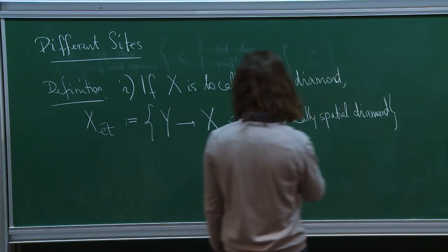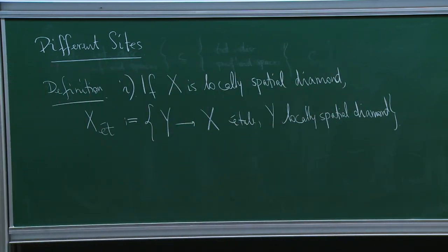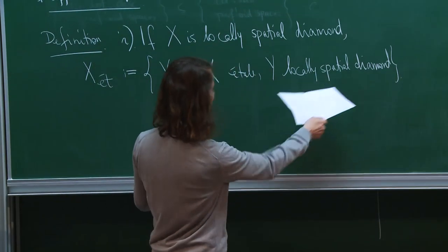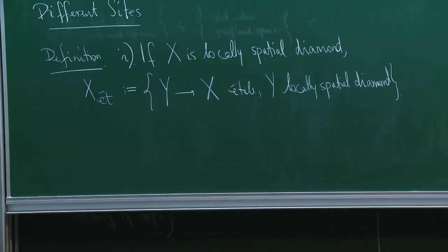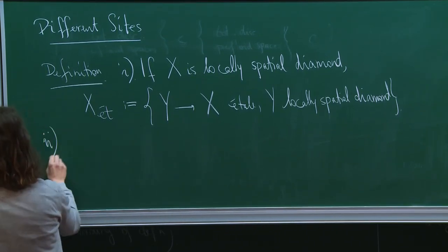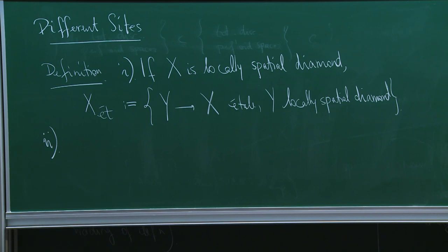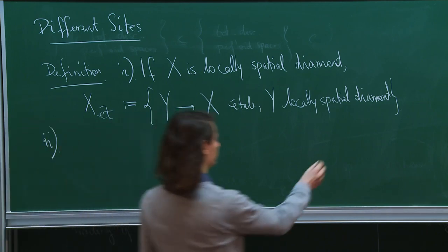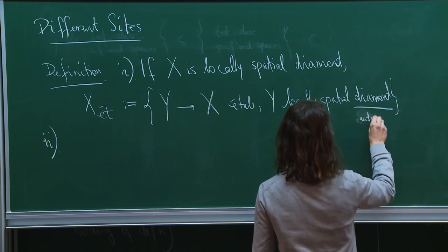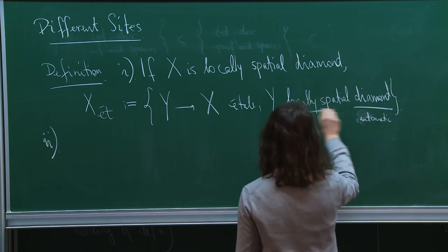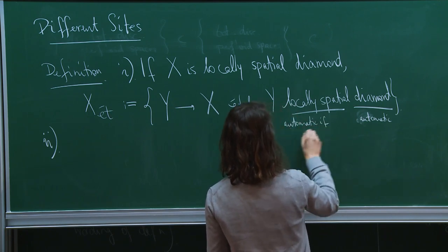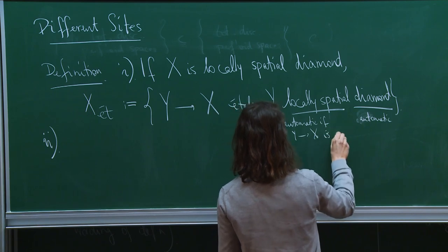So this follows if the map is in addition quasi-separated. But in the non-quasi-separated case, I don't know. I mean, it's automatically a diamond. The question is whether it's locally spatial. So this part is always okay. It's automatic. And this is automatic if Y to X is quasi-separated.